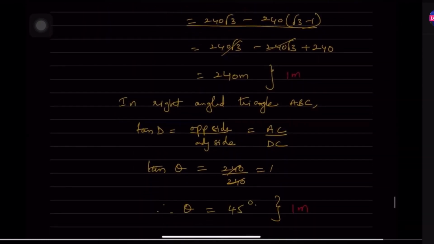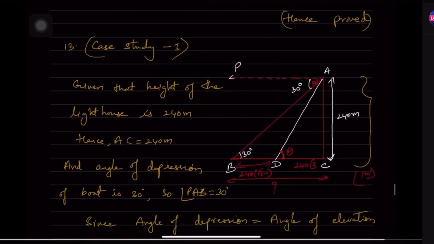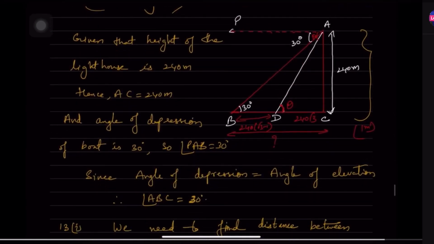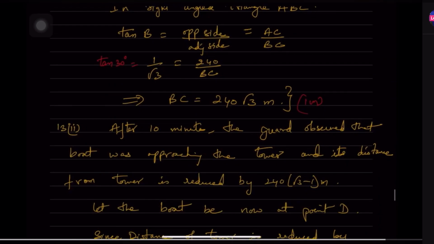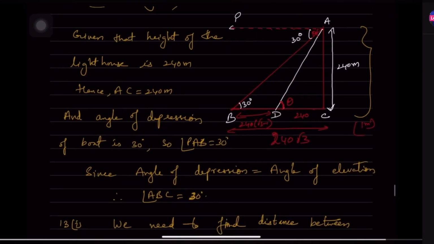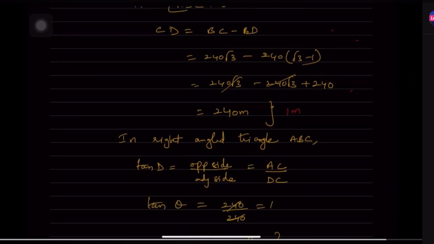So therefore you are getting it as 240 root 3. CD is equal to 240 root 3 minus 240 into root 3 minus 1. So you are having totally CD is equal to 240. We found out BC to be equal to 240 root 3, the whole thing. So therefore you are getting this as equal to 240 meters, that is CD.